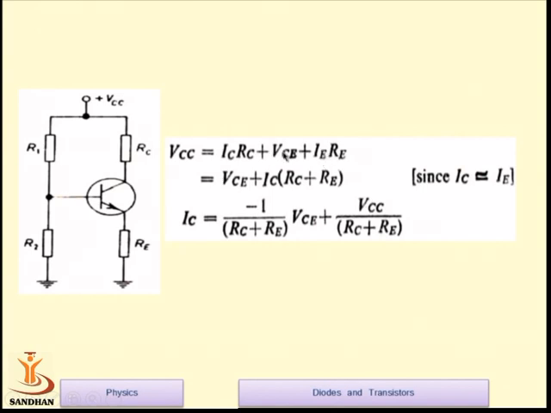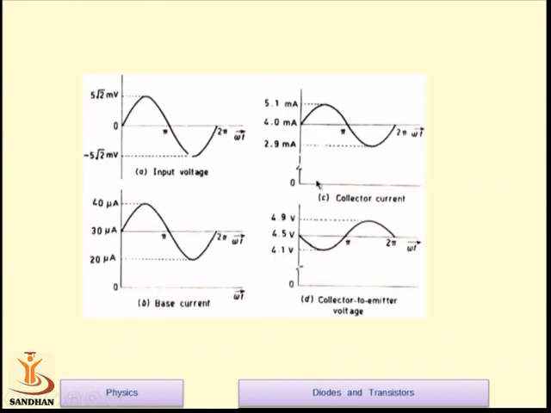So by keeping this VCE over here, we can combine this ICRC, and in place of IE we can put IC. So ICRE, we can take IC common, and this is how we can write our equation for IC. But a very important thing is that if you write this equation for VCE, VCC stays as it is, and you move IC (RC plus RE) towards the left, then your VCE becomes VCC minus IC in brackets RC plus RE.